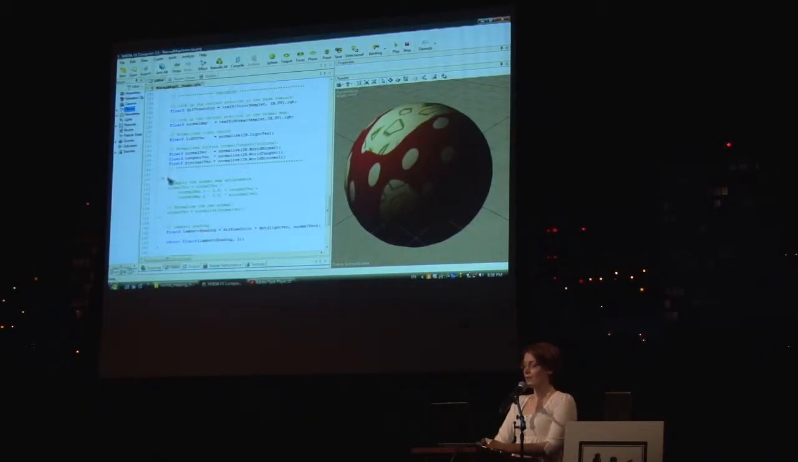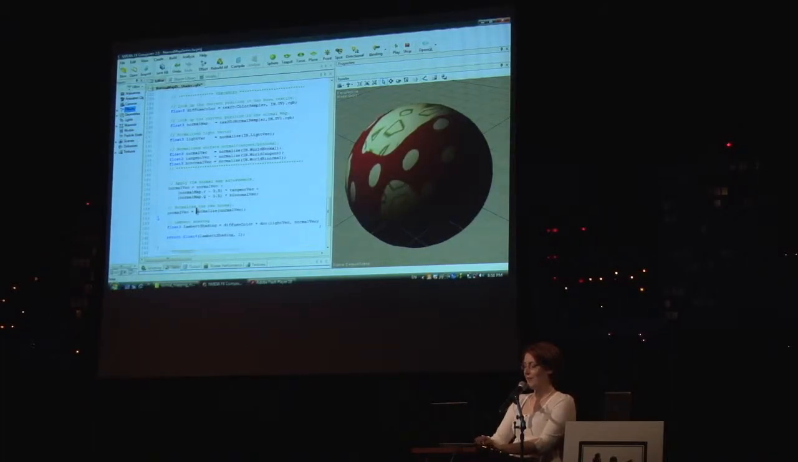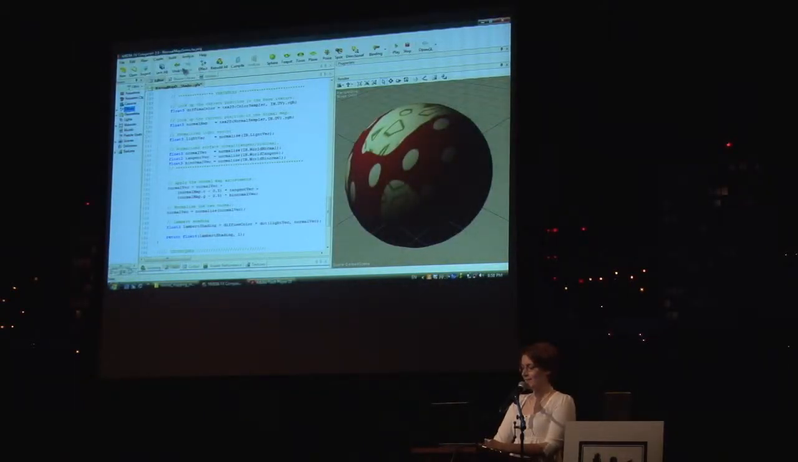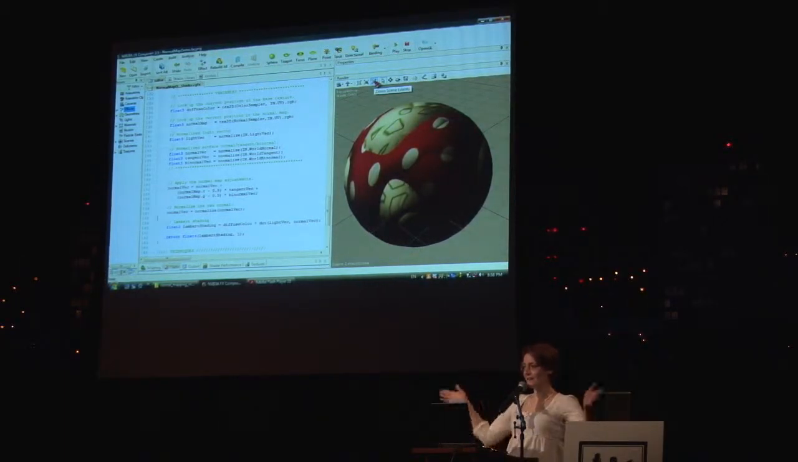Okay, so what we're going to do is we're going to remove this little comment right here. So it makes this happen. And then we're going to save it. And we're going to compile. And look at that. Check it out. Now you've got normal mapping. And now you know how it works.